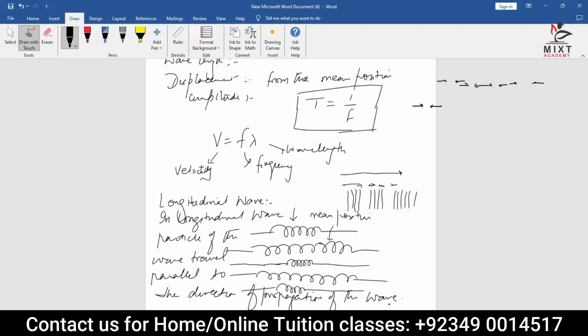Now here, you see that some areas are where the particles are very close to each other and some areas where particles are a bit far away from each other. Those areas where the particles are far away, we call rarefaction. And those areas where the particles are close, we call compression. So compression and rarefaction.